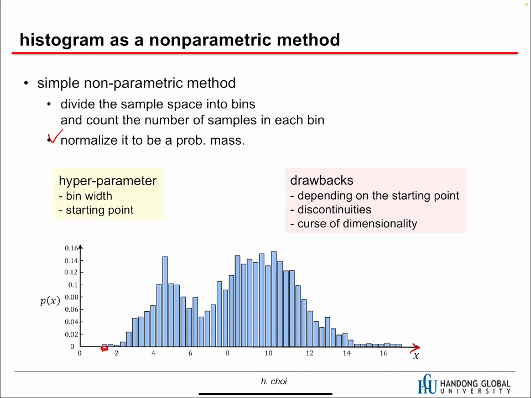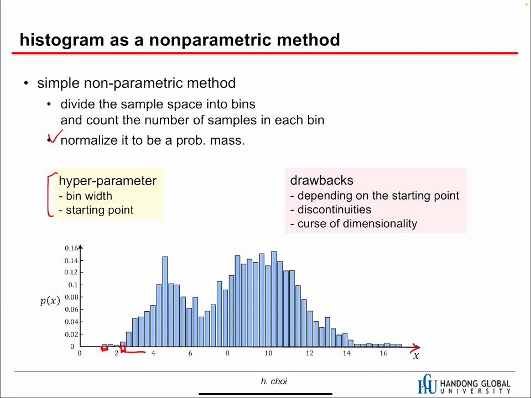Usually the parameters are updated during the training process. But in the non-parametric method, we don't have that kind of parameters. But we have hyperparameters. These parameters are not updated during the training process. So we have two. The first one is bin width. We can change the size of the bin.